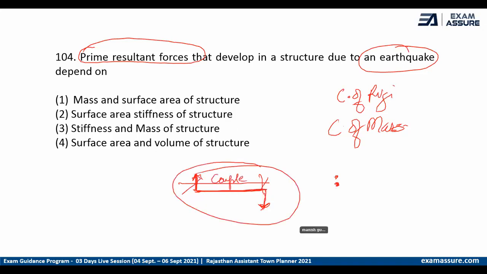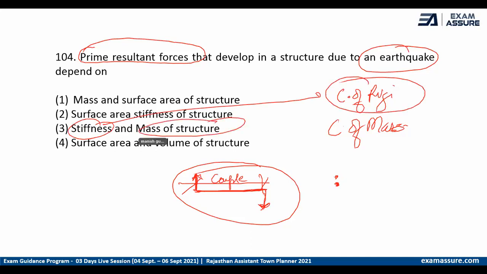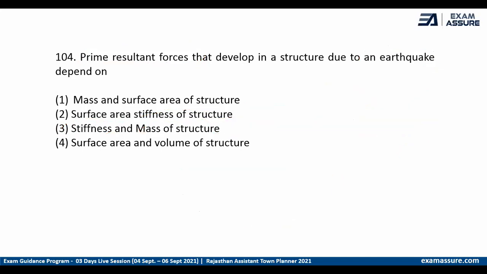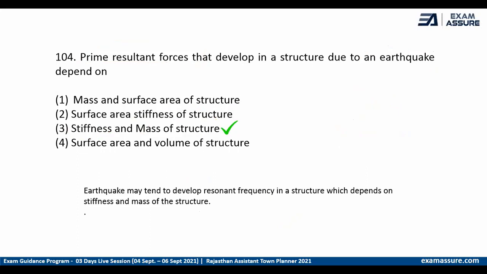And you have heard of this couple. It may lead to failure. Stiffness determines the center of rigidity, and the mass of the structure determines the center of mass or center of gravity. So the third option is correct. You should know some concepts of this earthquake: what will lead to the failure of the building? Okay, let's move to the next question.